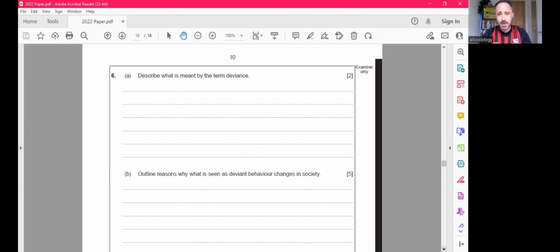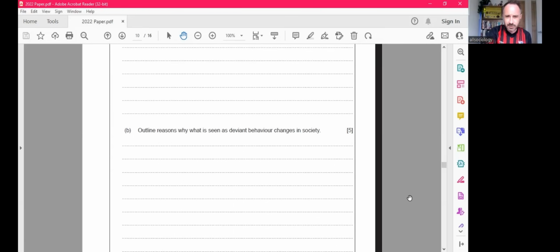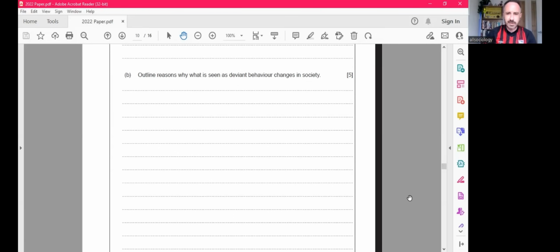There is an overlap between crime and deviance, but what you could potentially do is talk about that a bit more in this second question, which is a 5 marker asking you to outline reasons why what is seen as deviant behavior changes in society. Now, for me, this is a lovely question. Why is it a lovely question? Because it's a 5 marker, which means you need to basically put down one paragraph, a block of text, no intro, no conclusion, no evaluation needed, anything like that. Just whack down some reasons.